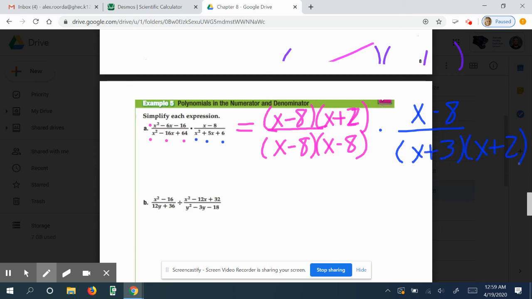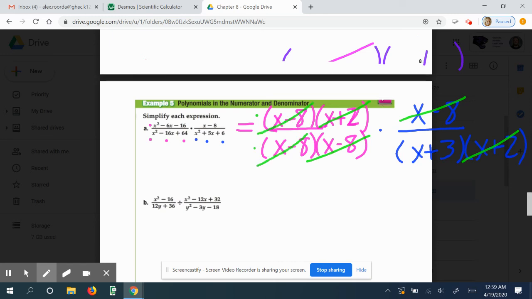Now what we're going to do is the cross cancel because we're going to go across, right? So I have an x minus 8 and an x minus 8 that will cancel here. And I have an x plus 2 and an x plus 2 that will cancel here. And notice I have an x minus 8 and x minus 8 in top and bottom that will also cancel out.